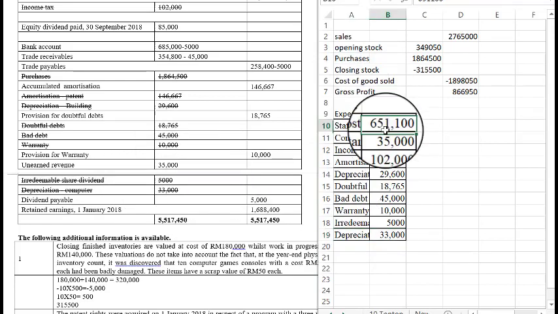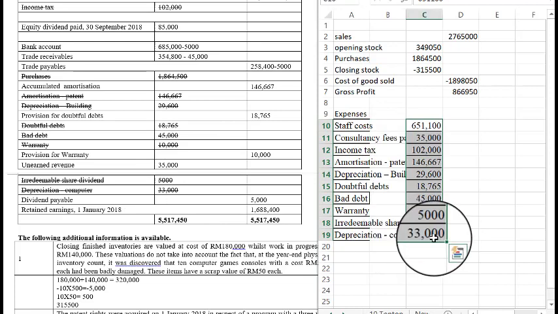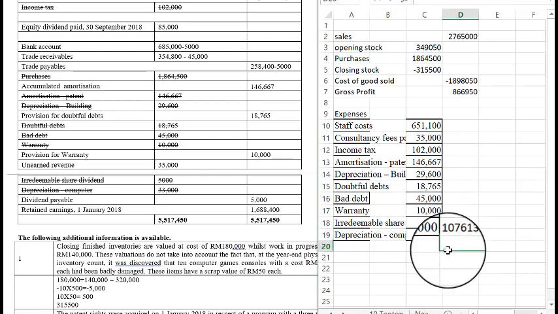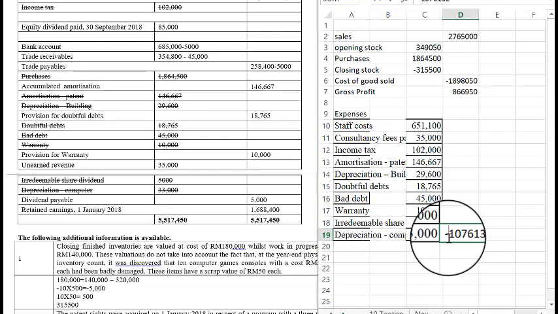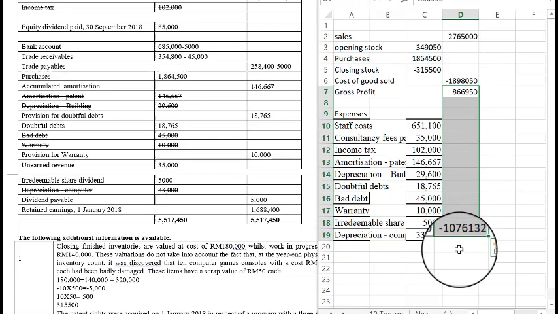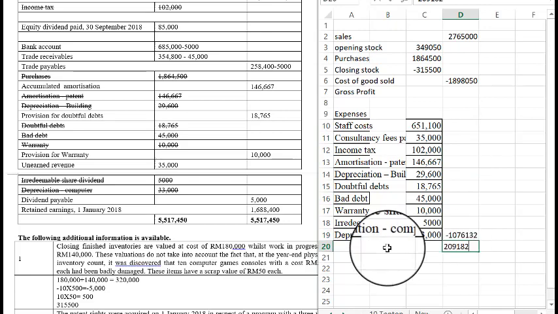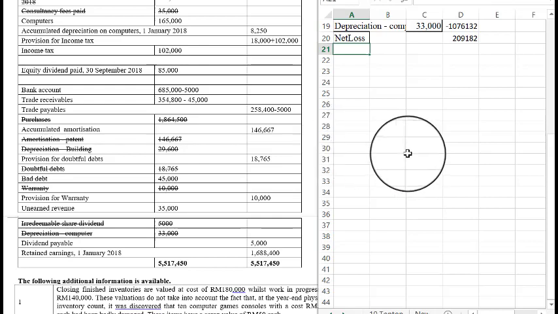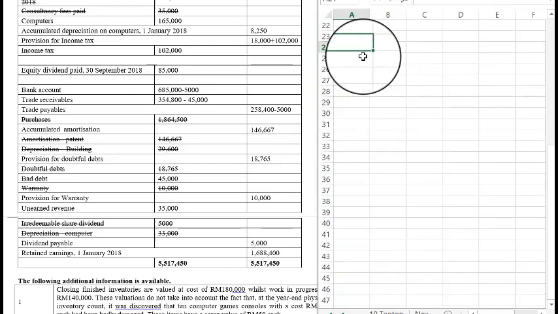Now I think that's all. So your total expenses here is 1076132. Okay, so this is your total expenses. This is your gross profit. So this year you should have a loss. So total loss is 209182. This is your net loss for the year. Now next one, we shall do the income statement.